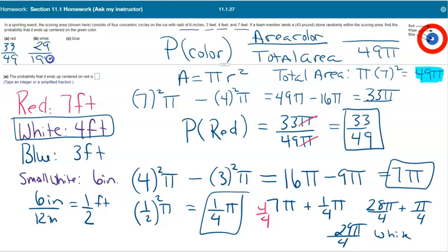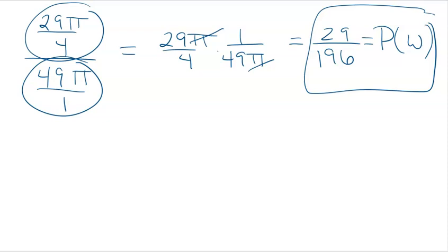over 196. Finally, let's calculate blue, okay? So the area of the blue, first I need to find the area from the center to the edge of the blue. That's a 3-foot radius, okay? So I'm going to do pi r squared, which is pi times 3 squared, or 9 pi, okay? Let's go back to our page. So we're dealing with blue now. Okay, so it's 3 squared pi.